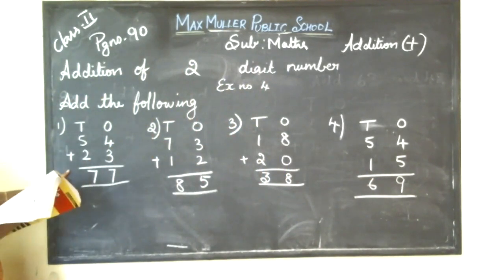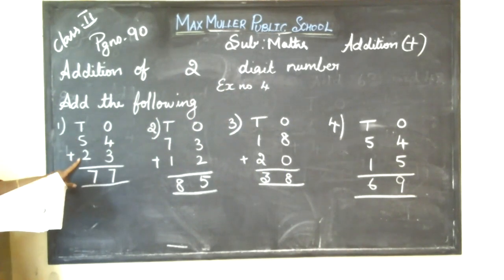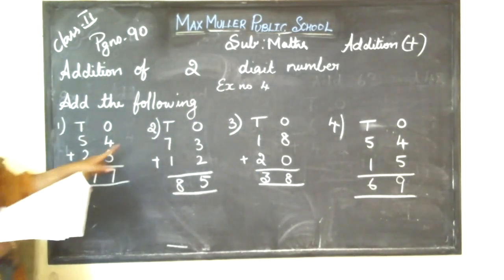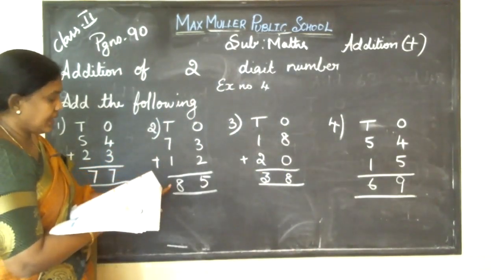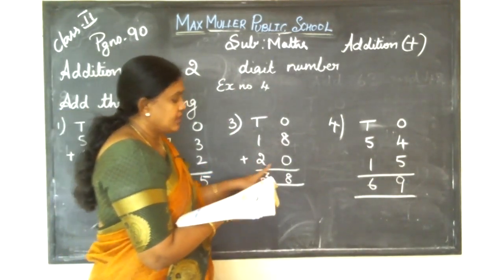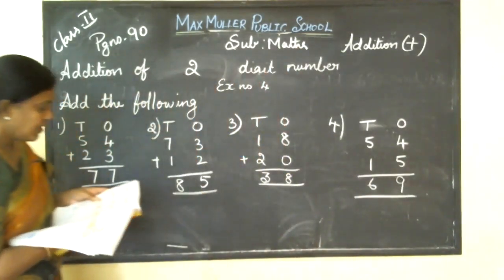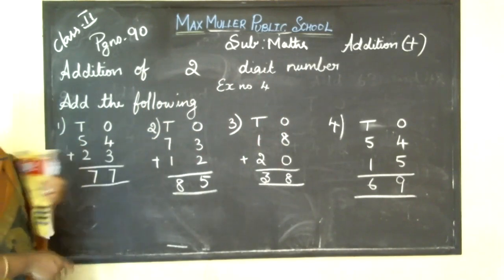First sum, check the answers correctly, check the sums correctly. 54 plus 23, you will get 77. 73 plus 12, you will get 85. 18 plus 20, 38. 54 plus 15, 69. Understood, children? Now we'll go to the fifth sum.